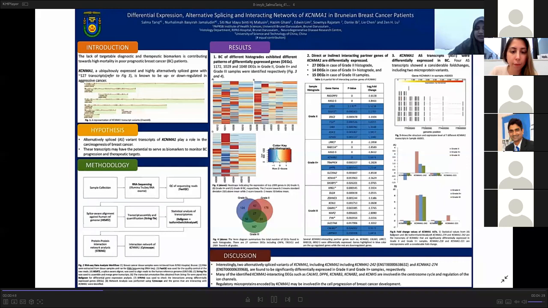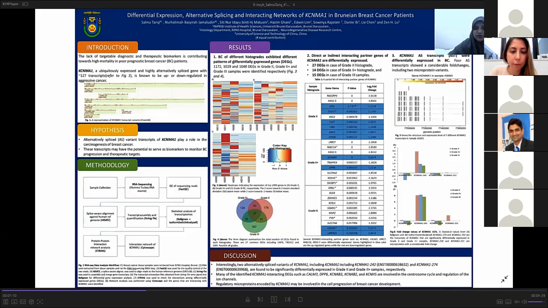The upregulation of the BK channel has been linked to various cancers, including breast cancer, which postulated the idea that alternatively spliced KCNMA1 variants play a role in cancer progression. Therefore, these transcripts can be used as biomarkers to monitor breast cancer progression as well as therapeutic targets. Figure 1 shows a few of the KCNMA1 transcripts.